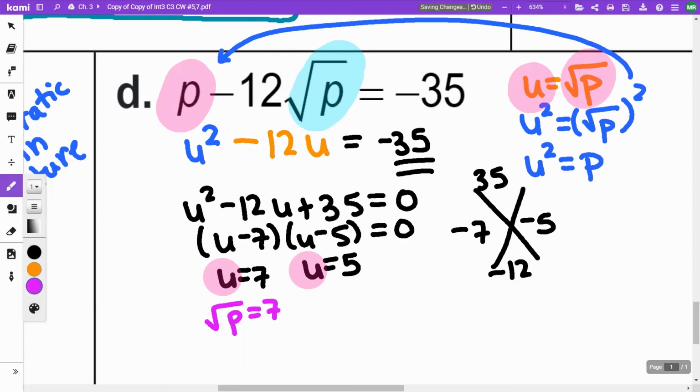Which is okay to have a positive 7 on the other side. If that was a negative 7, I'd be done, no solution. On this one, the square root of p is equal to 5. Again, that's okay. I can have a principal root equal a positive 5.